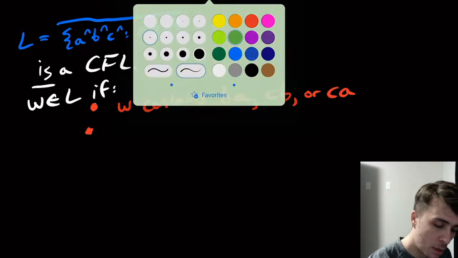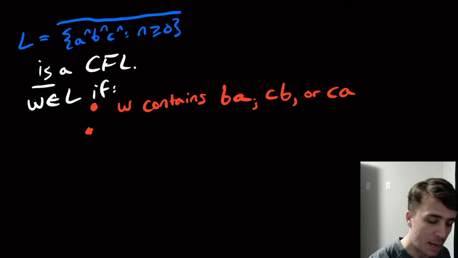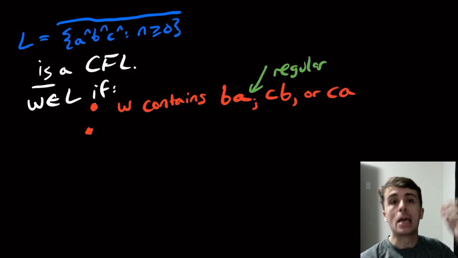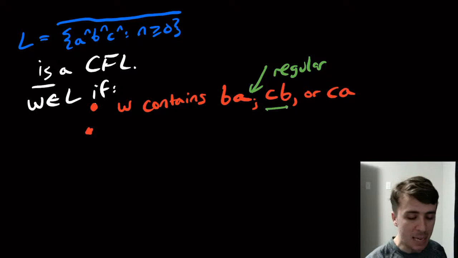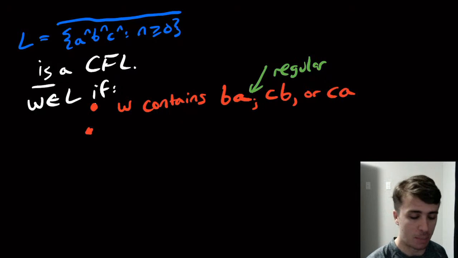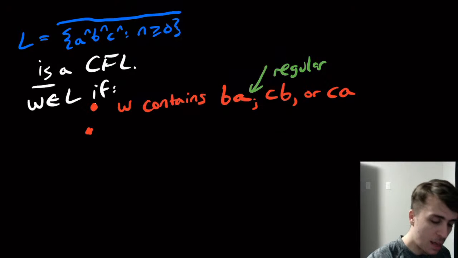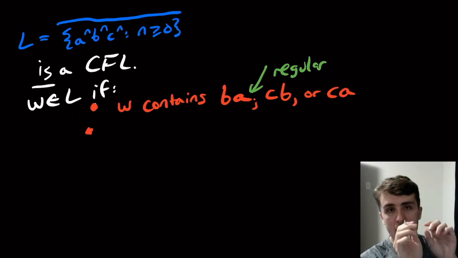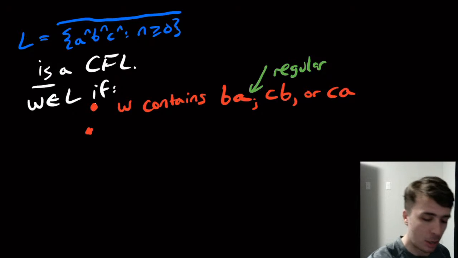And to represent all strings that fit this pattern, this is actually regular. You can even make a regex with it: sigma star BA sigma star, union sigma star CB sigma star, union sigma star CA sigma star. That's a way to represent all strings that have this property. Now, if it's not one of these three, it must be A's followed by B's followed by C's, but the counts must be off. That's all that can go wrong.